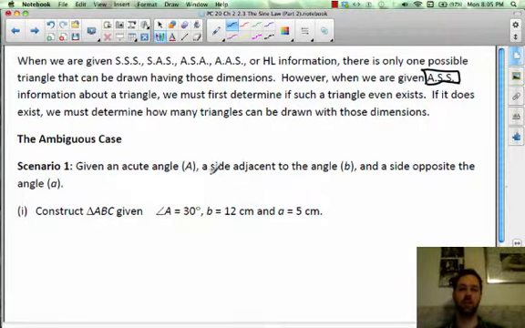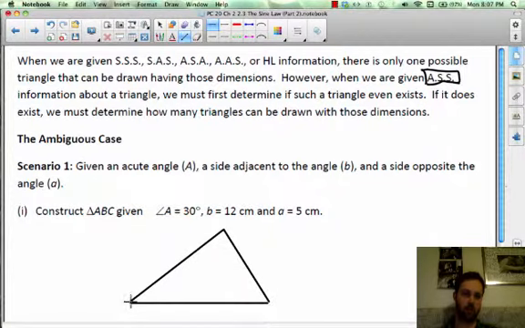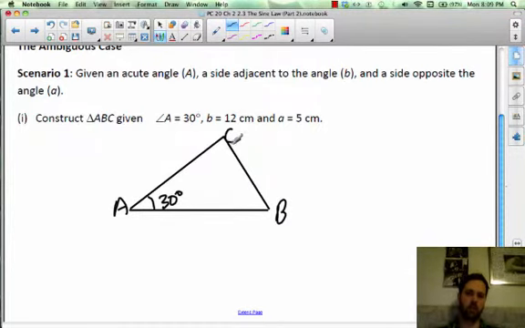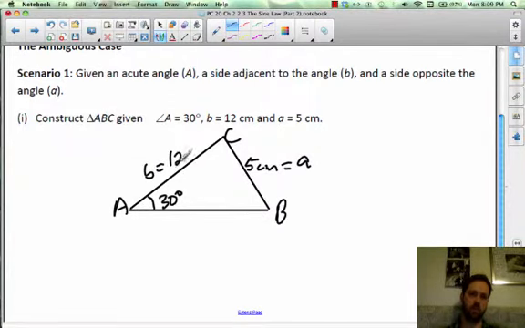Scenario 1: given an acute angle A, a side adjacent to that angle, b, and a side opposite the angle, little a. Okay, so here's an acute triangle. We have this angle A, 30 degrees. We'll call this angle B, and this angle C, which means side a is 5 centimeters long. Side b is across from B, over here, and will be 12 centimeters long. And we want to know how long side a needs to be in order to reach the bottom here.